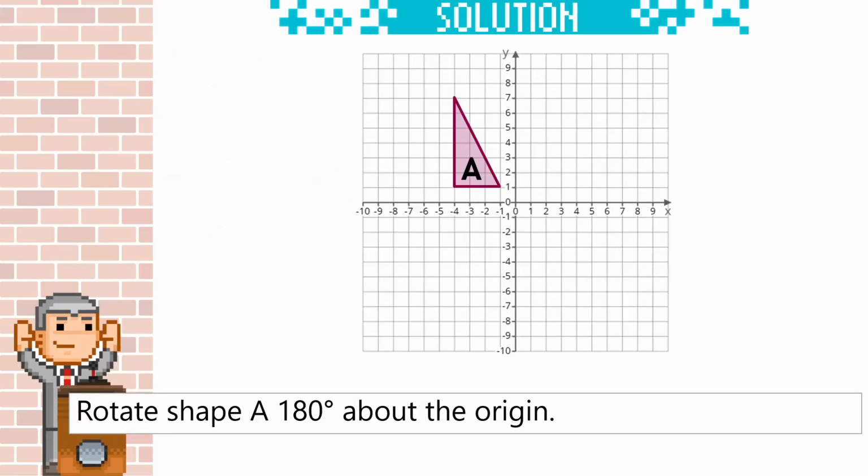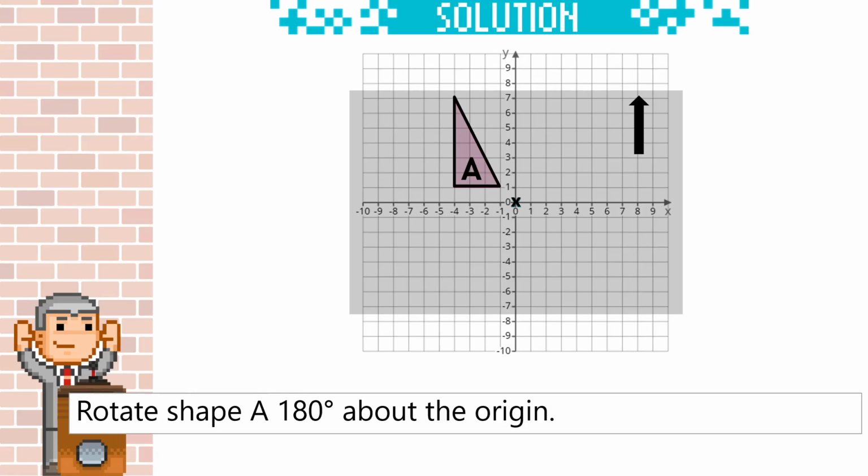In this question, we're asked to rotate shape A 180 degrees about the origin. Now, the origin is 0, 0, so it's right in the middle there. So, we're going to mark out the centre of rotation, which will be here. And we're going to put some tracing paper down, and we're going to trace out three things. We're going to trace out our shape. We're also going to show where the centre of rotation is, so a little X there, and we're going to just have an arrow going up, and this shows us when we have finished our rotation.